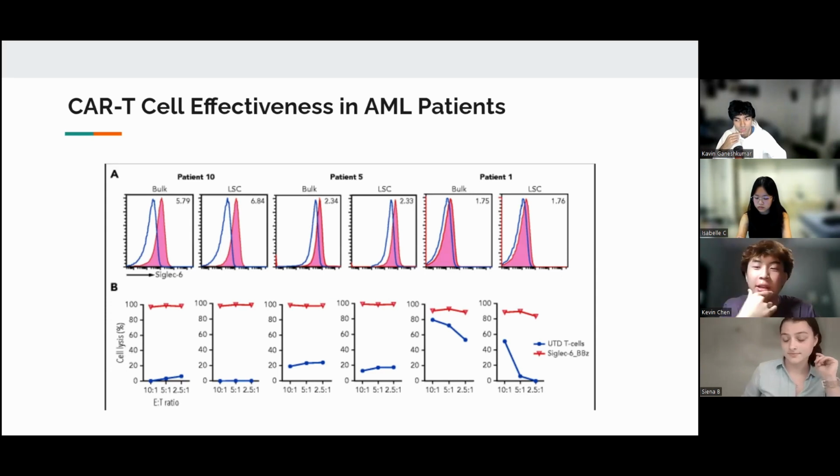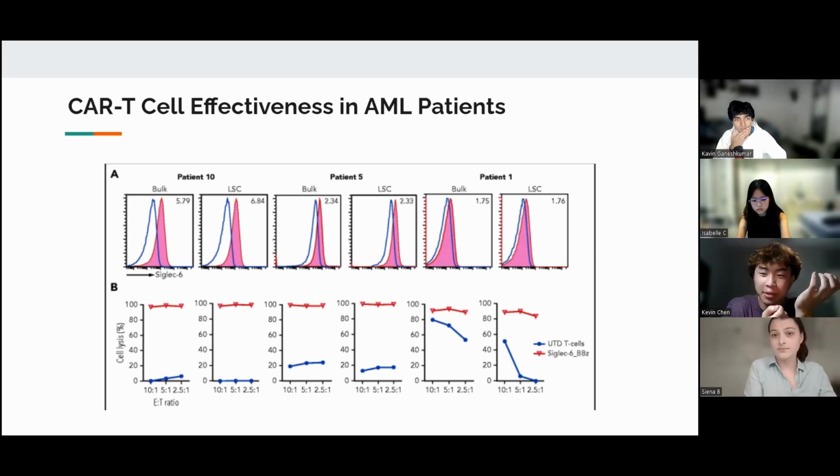E to T is effector to target ratio. Think of it as effector, your killer cells, and then target, your leukemia cells. If you have more effector cells versus leukemic cells, of course you would expect it to work well. But to screen for efficacy of the actual CAR T cell, the lower your ratio is of the CAR T cell versus leukemic cell, if it's still working well, then it means your CAR T cell is specific and efficient at killing these cells.